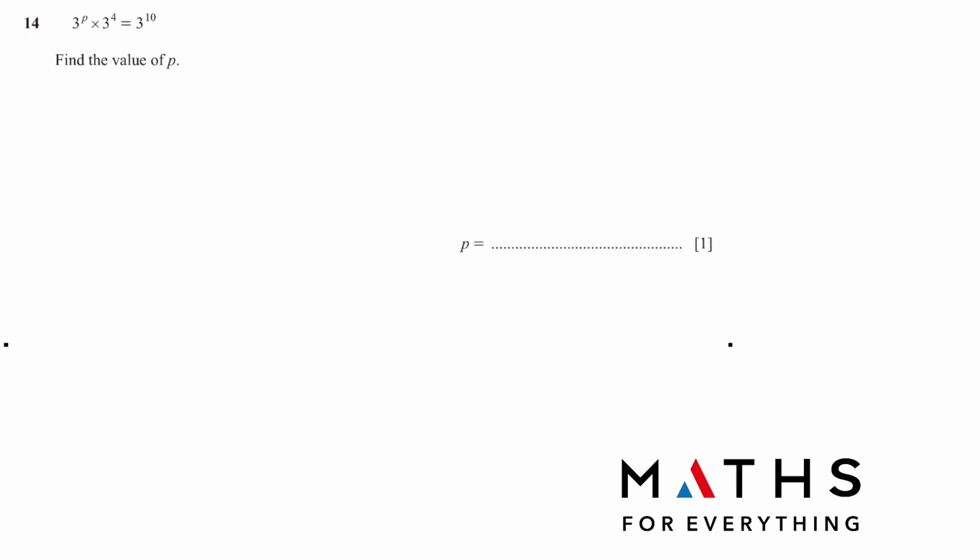Question number 14. 3 to the power of p multiplied by 3 to the power of 4 is equal to 3 to the power of 10. You need to know the indices rule. Whenever you multiply, you add the powers. This is one rule. So because the base is the same, we can add the powers. p plus 4 is equal to 10. Another rule is if the bases are the same, the powers are equal to each other. Shift the 4 to the other side. 10 minus 4, 6. Answer is p is equal to 6.